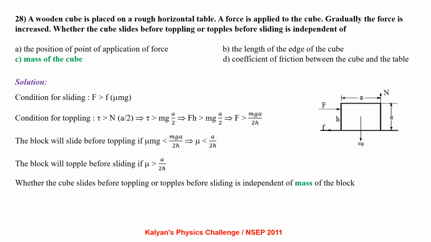That is F into h is greater than mg times a by 2, which gives us force to be greater than mga by 2h. The block will slide before toppling if μmg is less than mga by 2h, that is μ is less than a by 2h. The block will topple before sliding if μ is greater than a by 2h. Whether the cube slides before toppling or topples before sliding thus is independent of mass of the block.